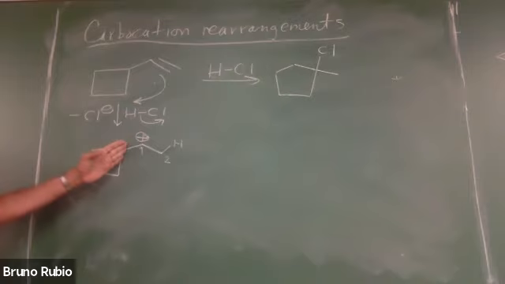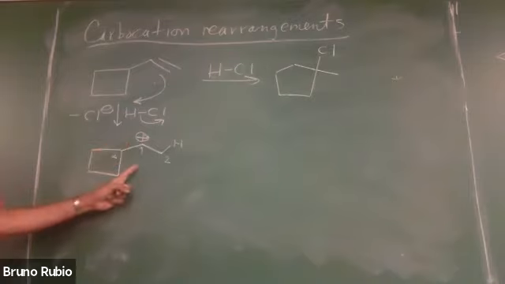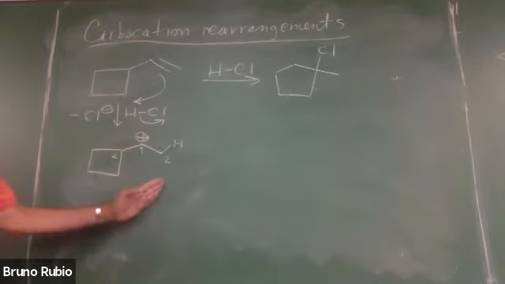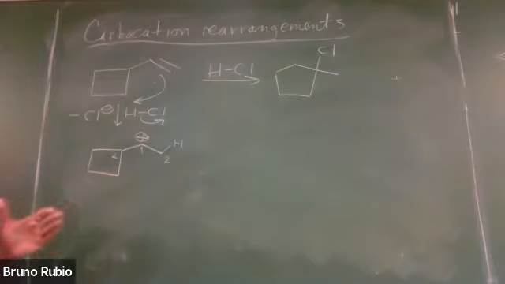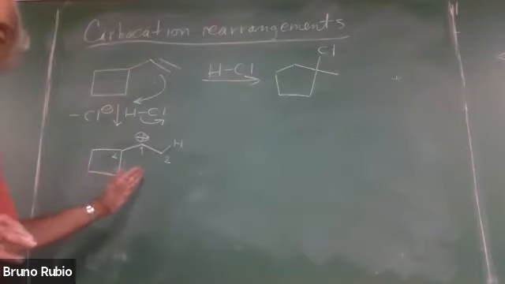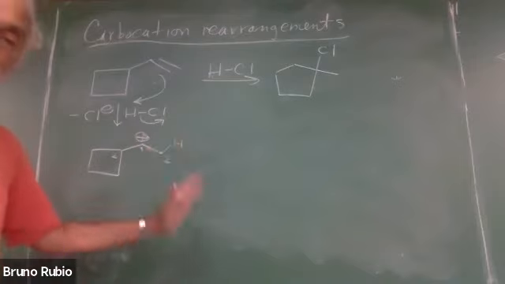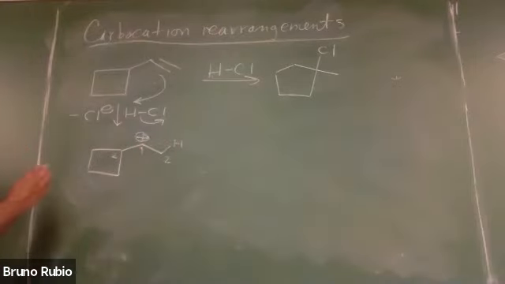Hydrogen could pull out of carbon 2. It could plug into carbon 1. The charge would have to move from carbon 1 to carbon 2, but that's not going to happen because that's going to convert a secondary to a primary. No good. Let's look at the other carbon 2.